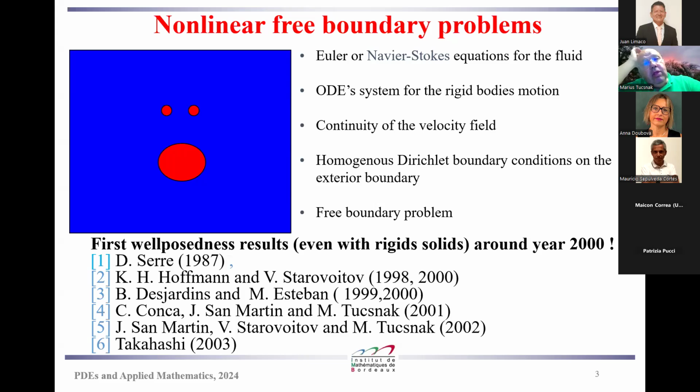It was first on weak solutions. So references 2, 3, and 4 considered various notions of weak solution for which existence was proved. A bit later, beginning with 2003, a theory of strong solutions began with the work of Takeo Takahashi.